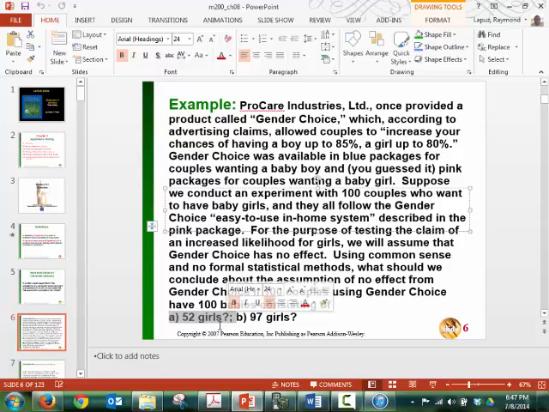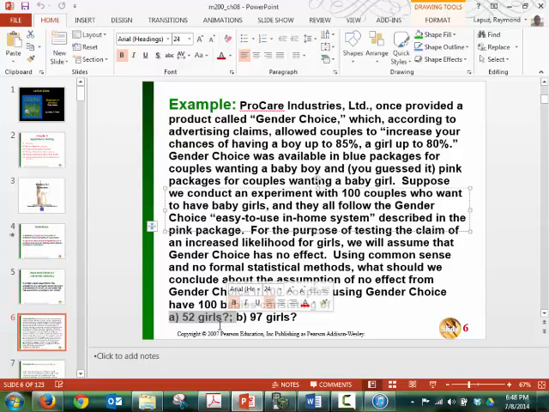No, it doesn't seem effective. Just because there's a little bit more, it leaned towards the girls. Just because there's a little bit more girls than there were boys doesn't mean it's an effective product. Because having 52 girls out of 100, what's the probability of that happening? Well, we can use binomial distribution to figure that out. But it's a pretty high probability. Out of 100 babies, 52 of them were girls, where there's a 50-50 chance of having a boy or a girl.